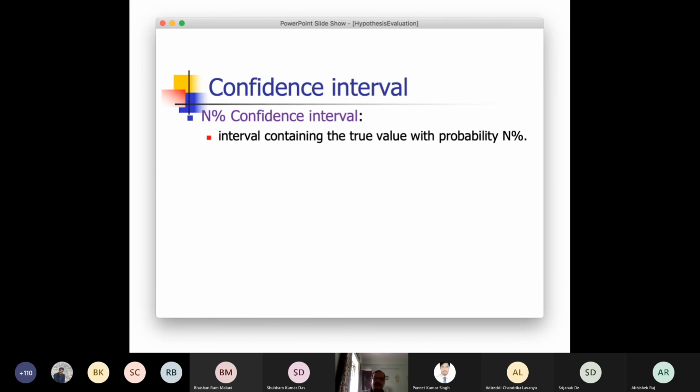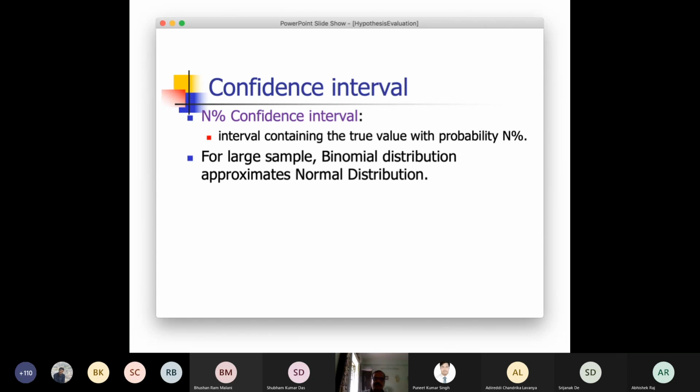So the confidence interval is that interval containing the true value with probability n%. That is the definition of an n% confidence interval. Previously, you computed the 95% confidence interval, and that is how we interpret it. And for a large sample, the binomial distribution approximates the normal distribution, as I mentioned.